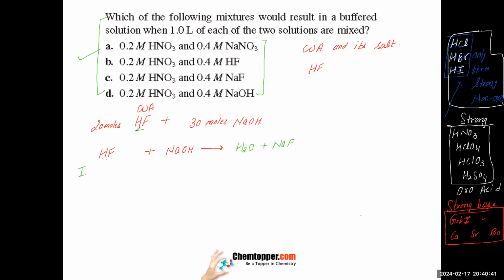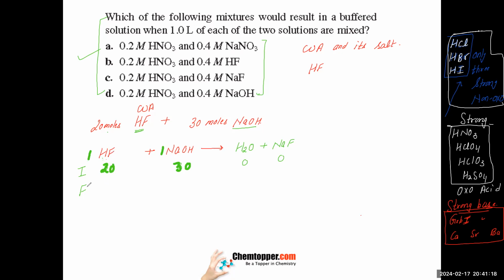Okay, now let's talk about initial. How many moles of HF are given? 20. How many moles of NaOH are given? 30. Initially, water is 0, NaF is 0. Finally, now they are reacting, so you have to check. 20 moles of HF can react with 20 moles of NaOH, 1 is to 1, right? 1 is to 1.